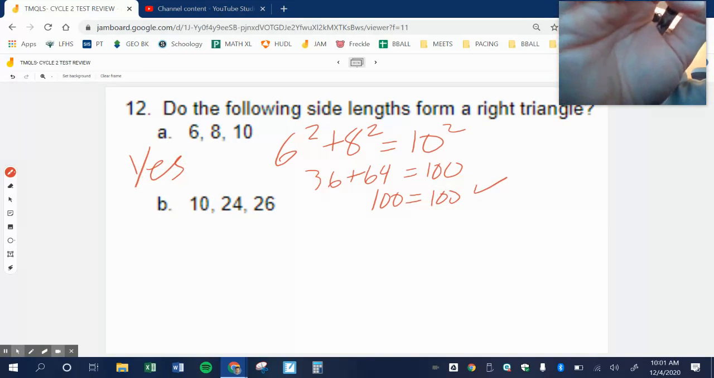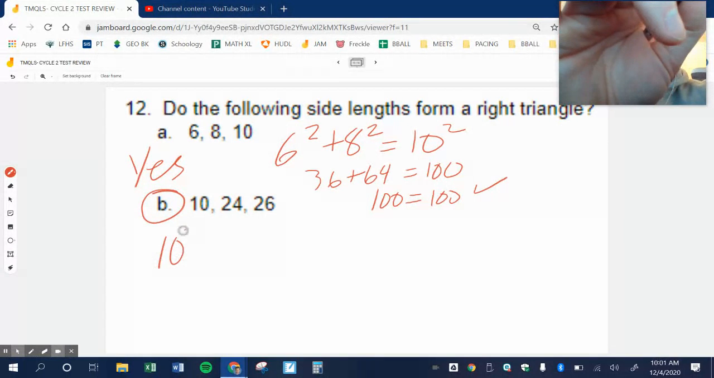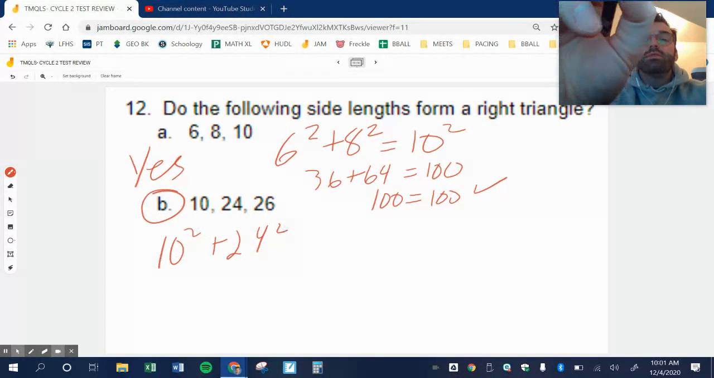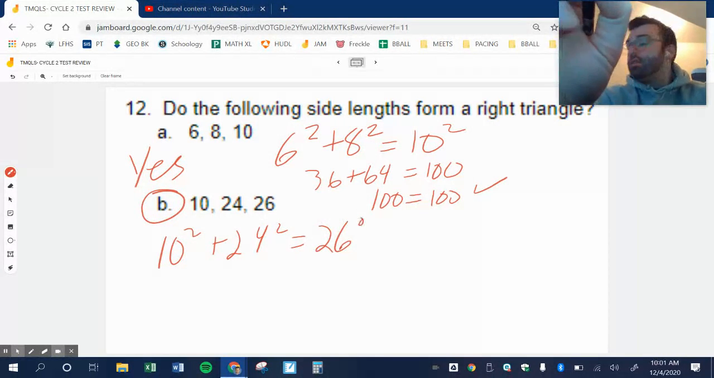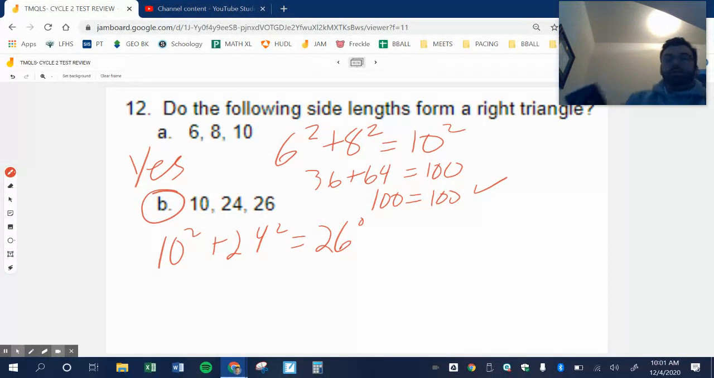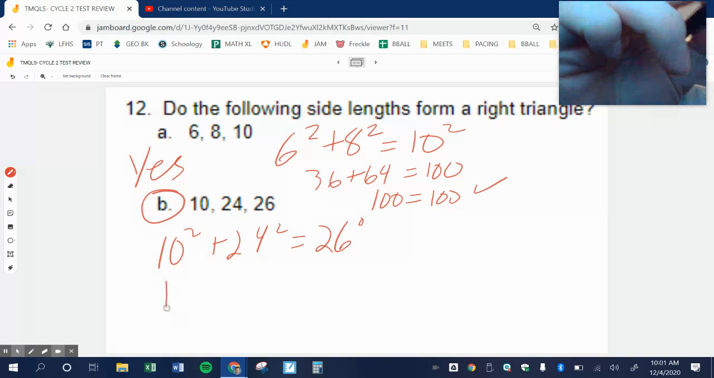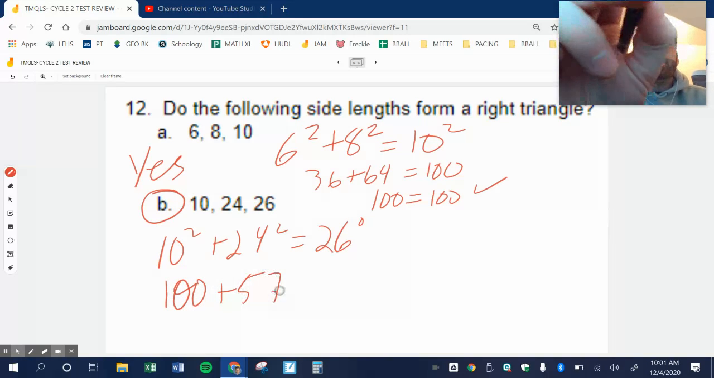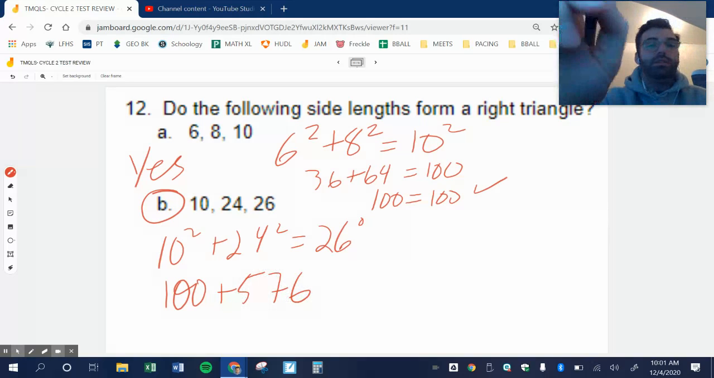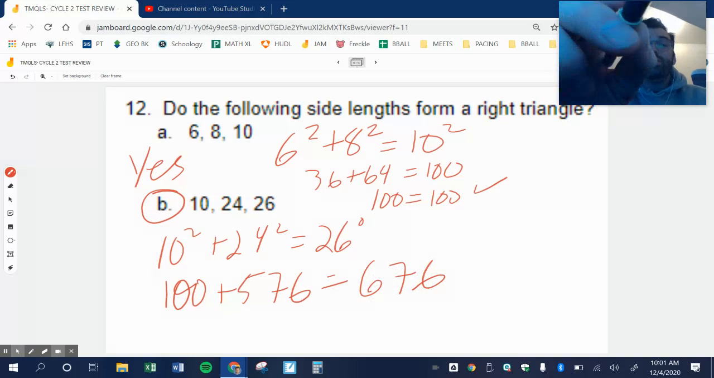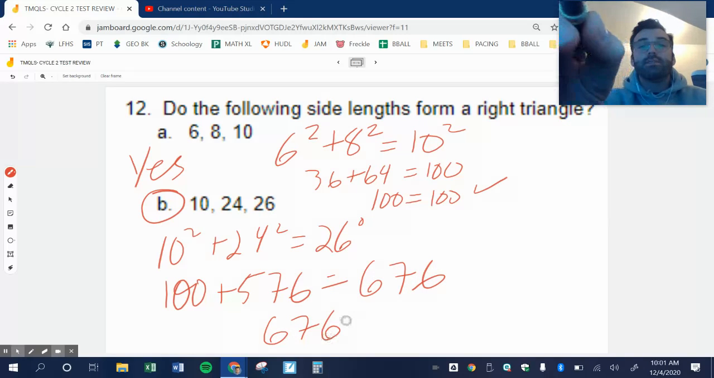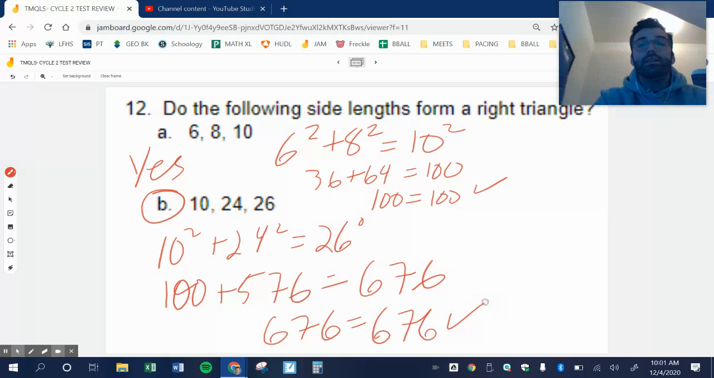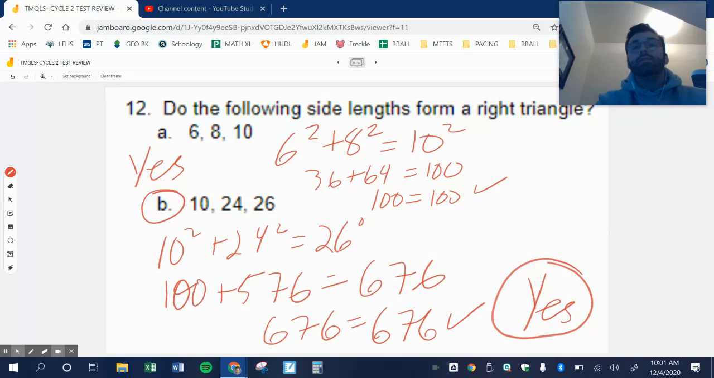All right, now for part B, same idea. 10 squared plus 24 squared, does that equal 26 squared? Well, 10 squared I know is 100. 24 squared, I forget what that is. 576, that's right. 100 plus 576, and then 26 squared, I have no idea, is 676. So in this case, 676 equals 676. That checks out. This is another yes. So they both do.